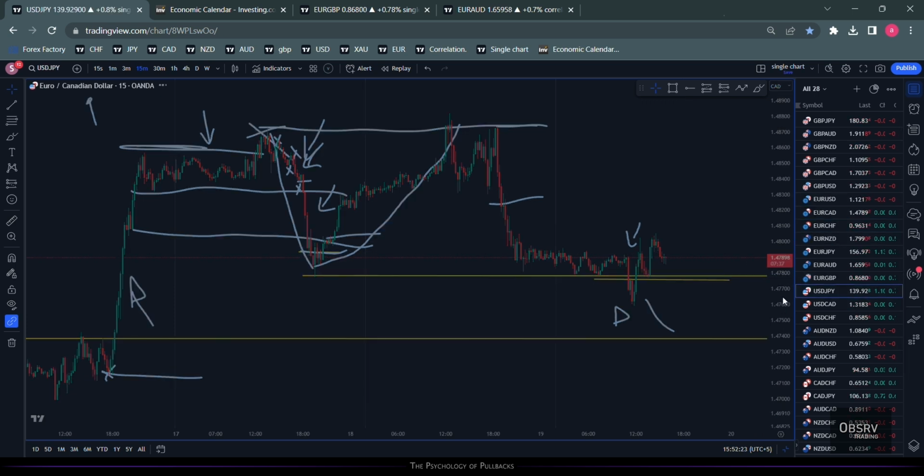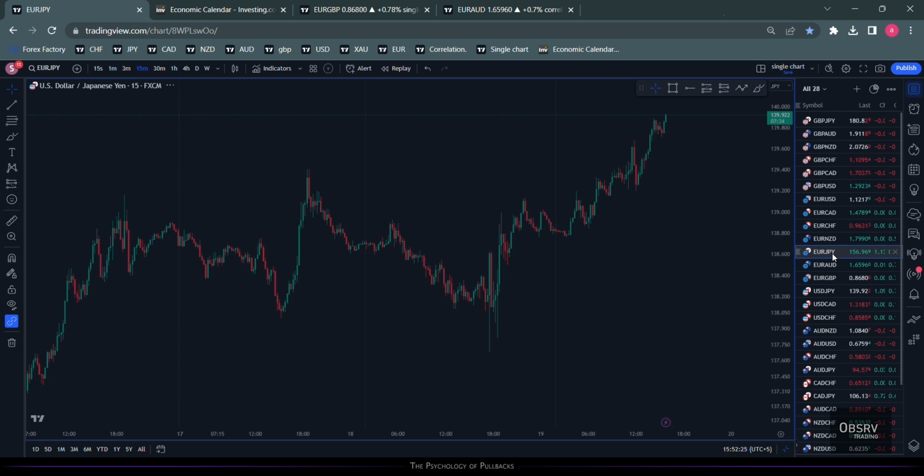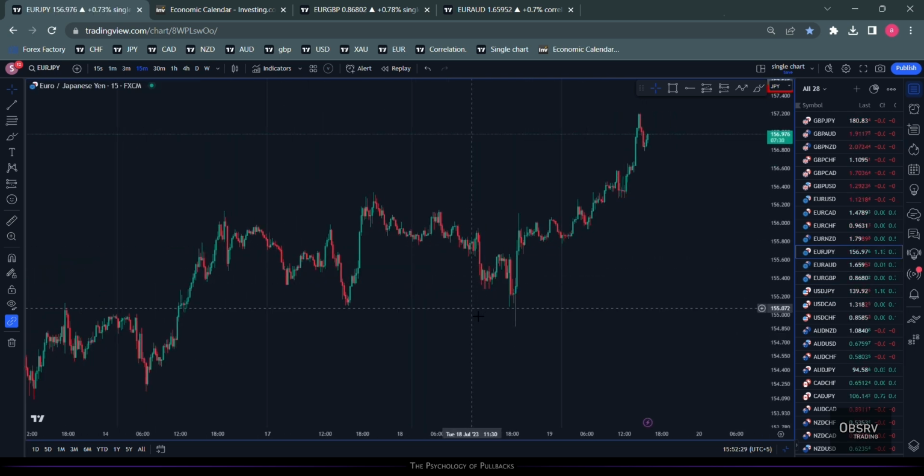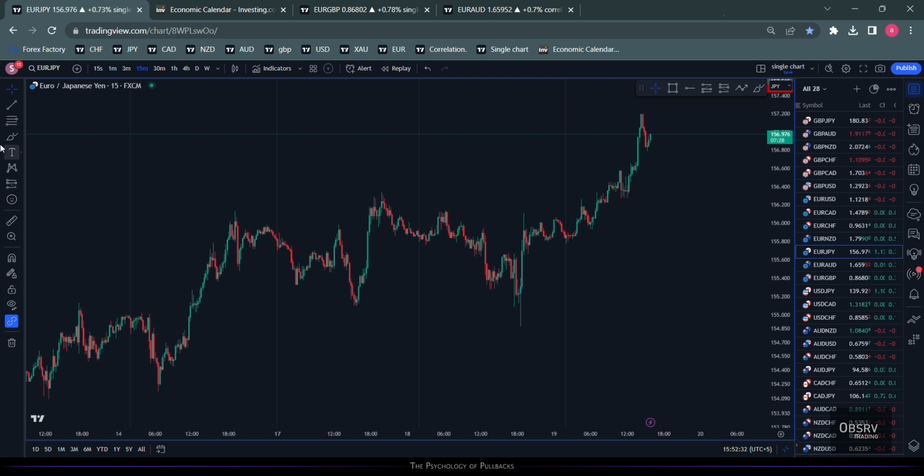What chart should we take? Oh, wait a minute. Yeah, been trying to get in on this for a very long time. Euro yen. Couldn't get in. Did not find an entry to get in here. Did not find an entry to get in here either. There was an entry today, but I was more focused on pounds because pounds had news.